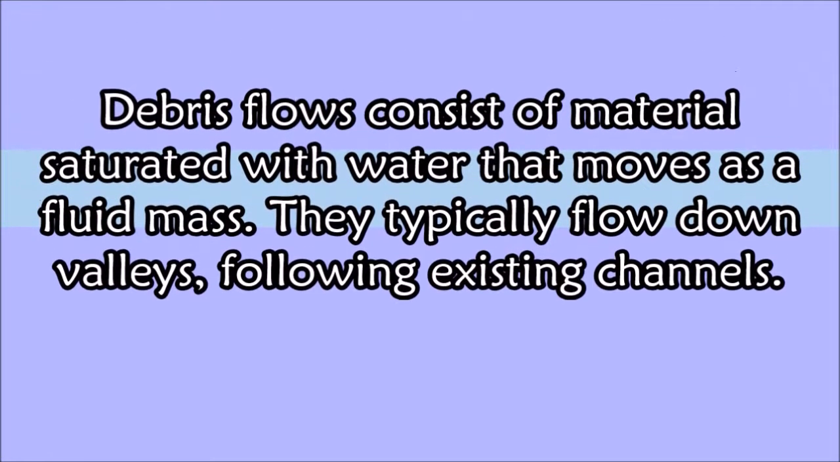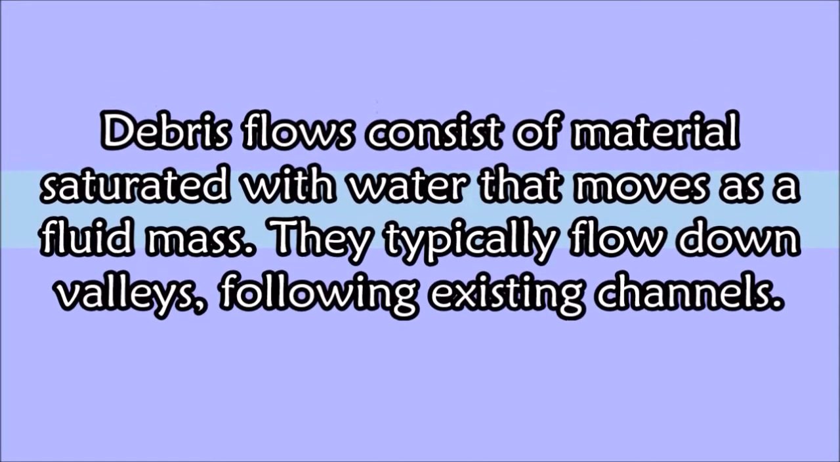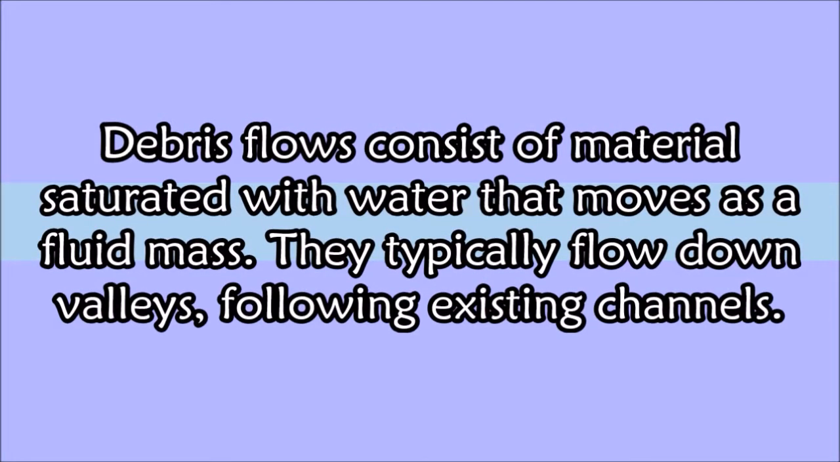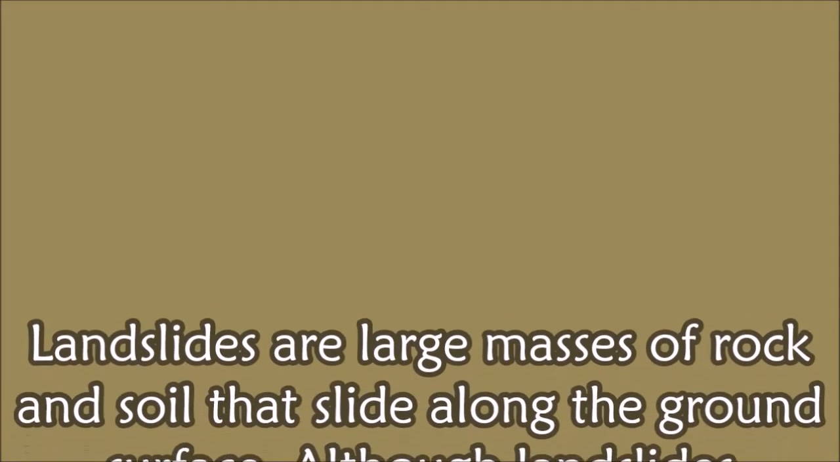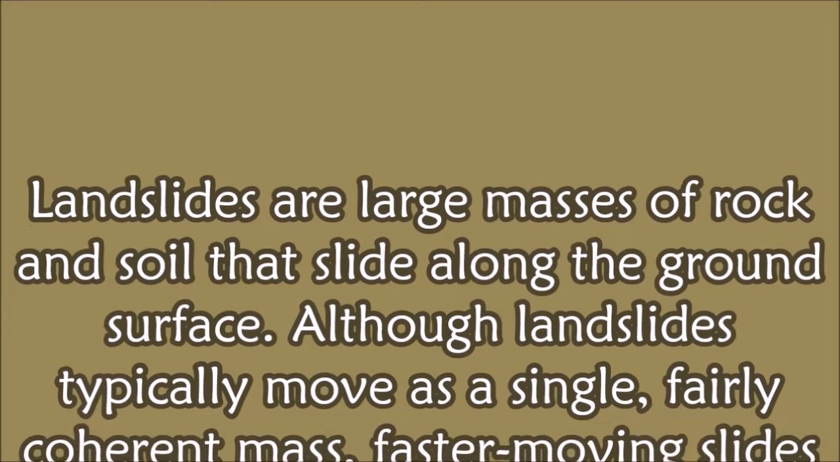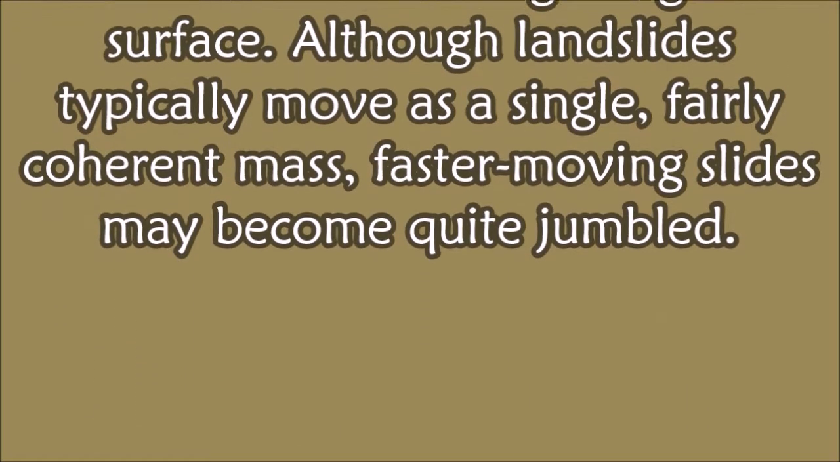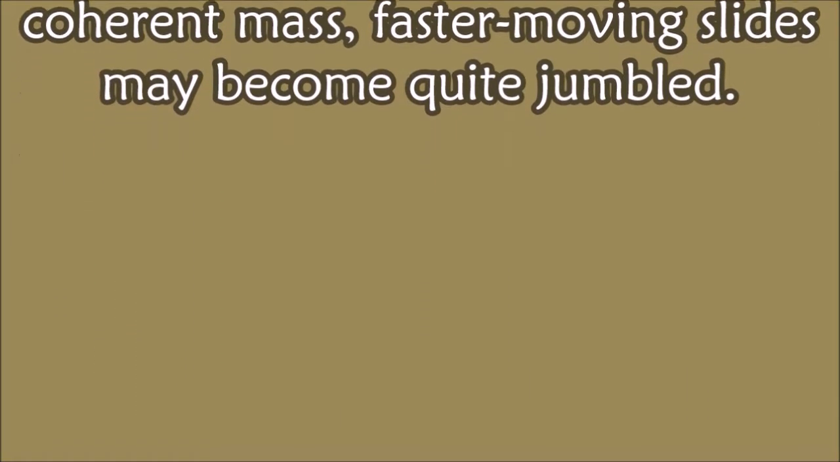Debris flows consist of material saturated with water that moves as a fluid mass. They typically flow down valleys following existing channels. Landslides are large masses of rock and soil that slide along the ground surface. Although landslides typically move as a single, fairly coherent mass, faster moving slides may become quite jumbled.